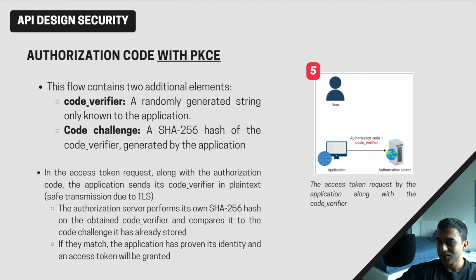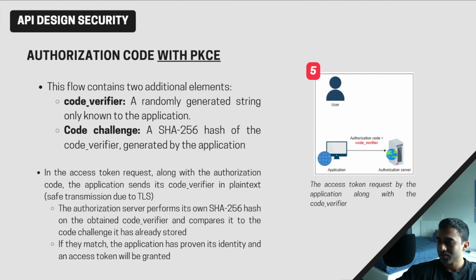And in the access token request, along with the authorization code, the application sends its code verifier in plain text, which is a safe transmission due to TLS. And the authorization server performs its own SHA-256 hash on the obtained code verifier and compares it to the code challenge it has already stored. If they match, the application has proven its identity and an access token will be granted.